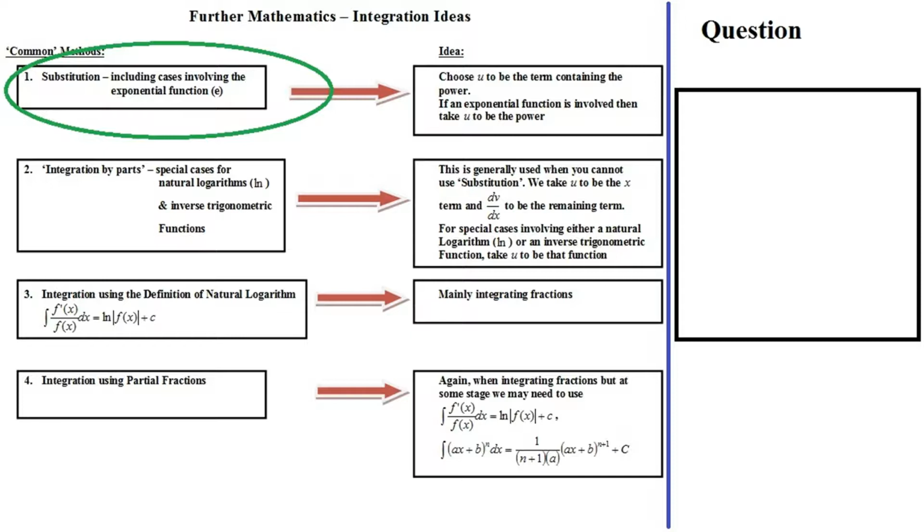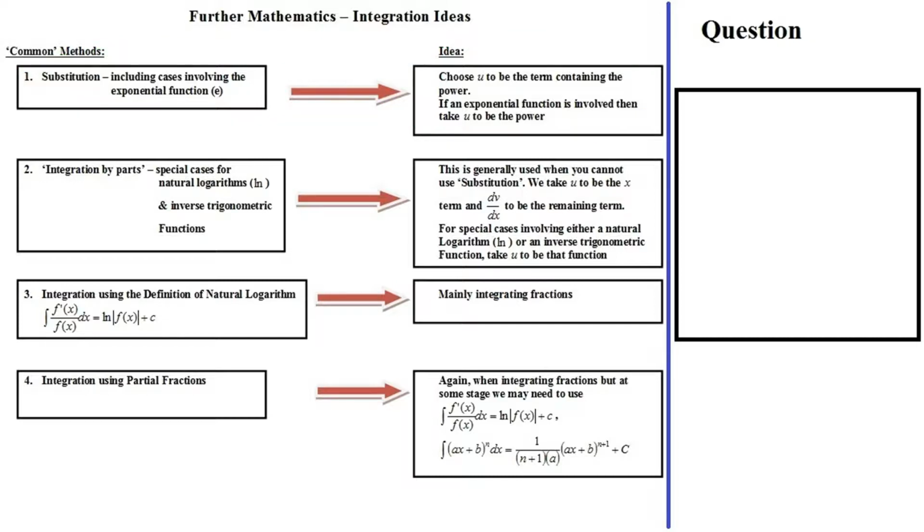So on the left hand side, right at the top, substitution, involving cases involving exponential functions. And remember the idea of substitution. When applying substitution, we generally took u to be the term involving the power. Okay, so forget about the power, take u to be the term involving that power, and for exponential substitution we took our substitution to be the power. Okay, so whatever the power of the exponential function is, we take our substitution for u to be that term.